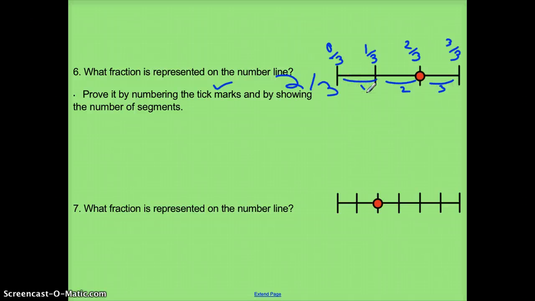Okay. What fraction is on this number line? Well, let me count. 1, 2, 3, 4, 5, 6 spaces. So 6 is my denominator. And the fraction being represented is 2/6.